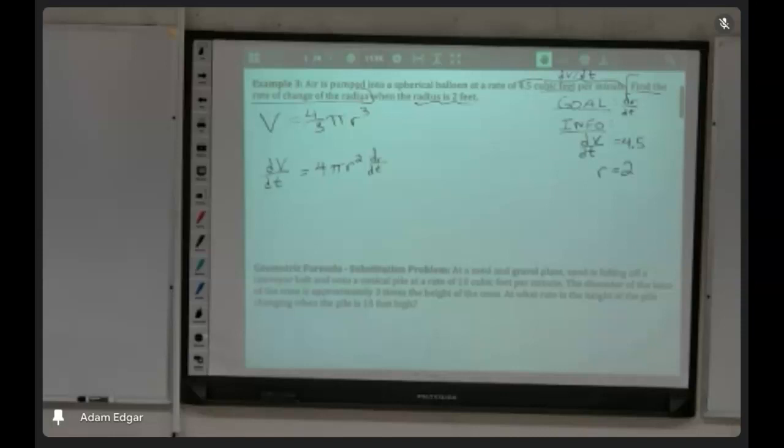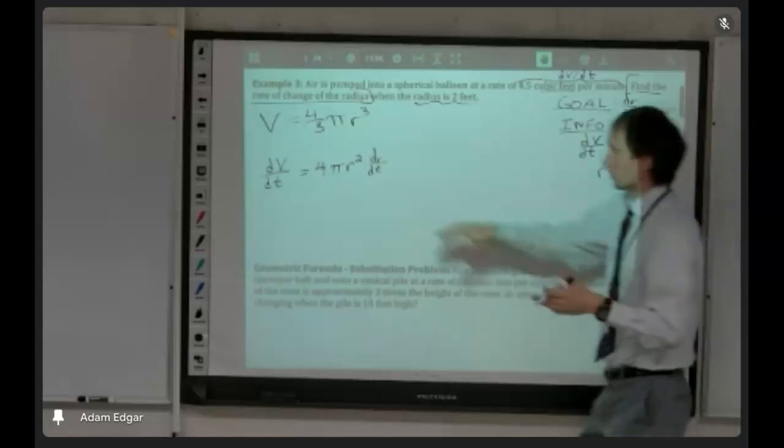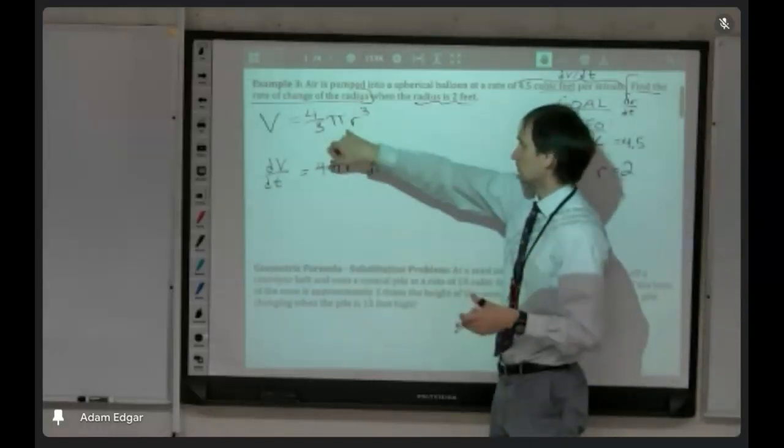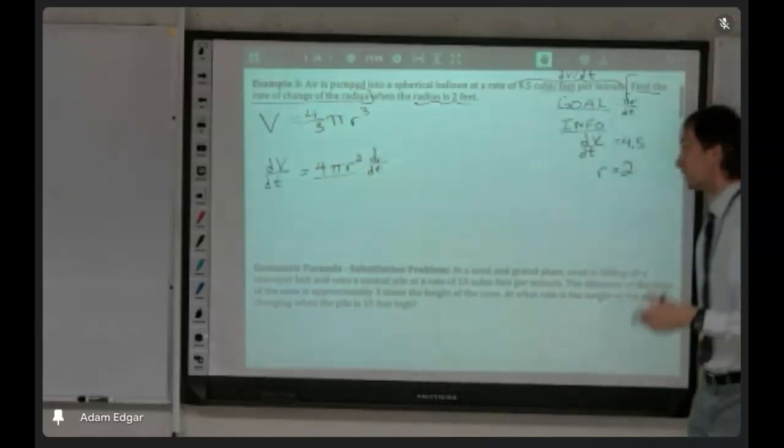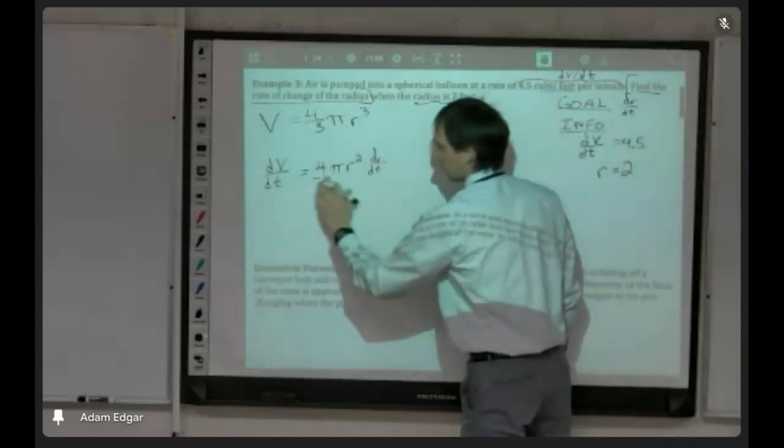And by the way, spheres are perfectly round like circles. That's volume. If you just look at the 4 pi r squared, that's surface area for a sphere. So it's interesting to me how that turns out for spheres.